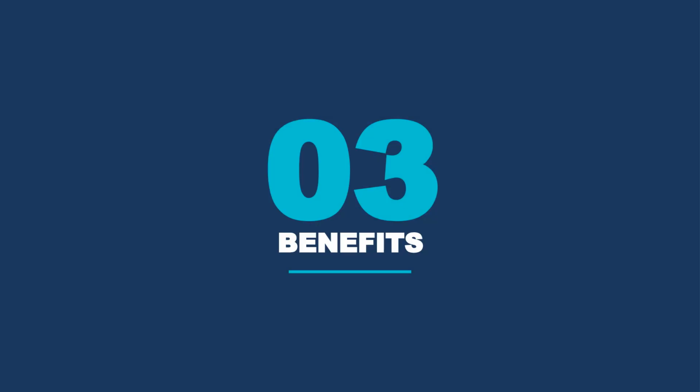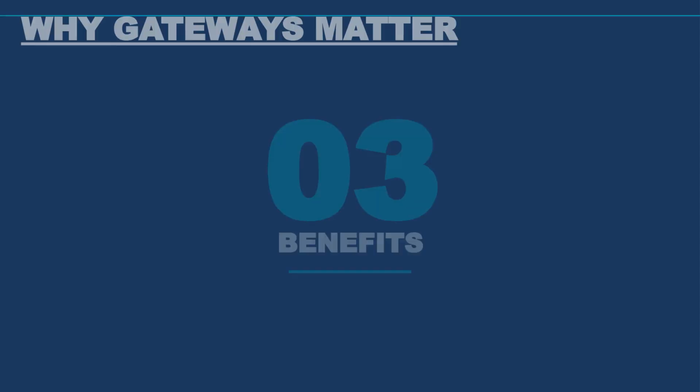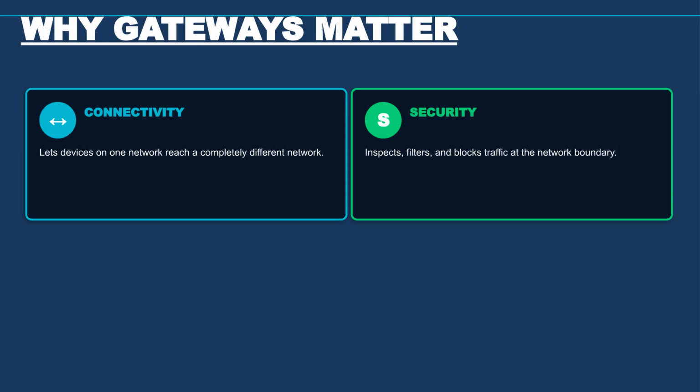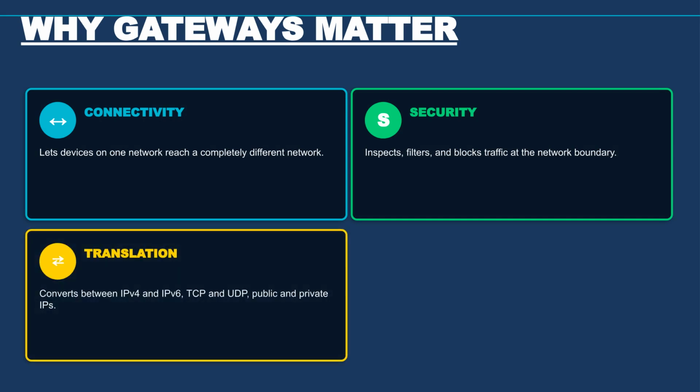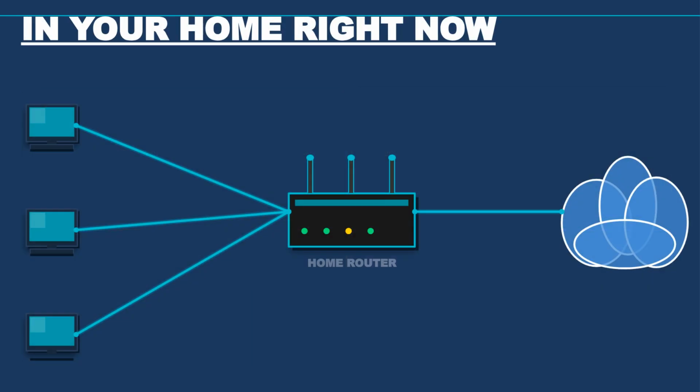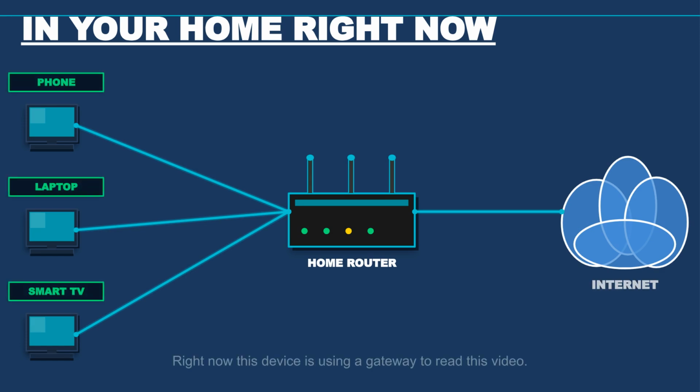Now that we know the types of gateways, let's explore their benefits. Gateways provide connectivity between different networks, security by inspecting traffic at the boundary, translation of protocols and addresses, and abstraction by hiding back-end complexity. Your home router acts as a gateway, connecting all your local devices like your phone, laptop, and smart TV to the internet.